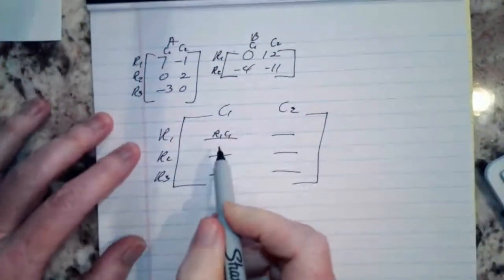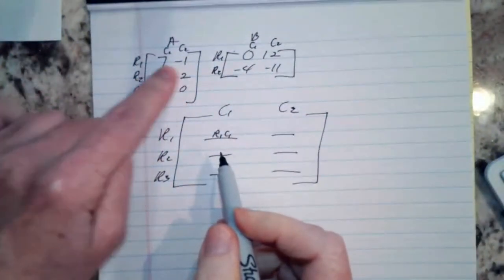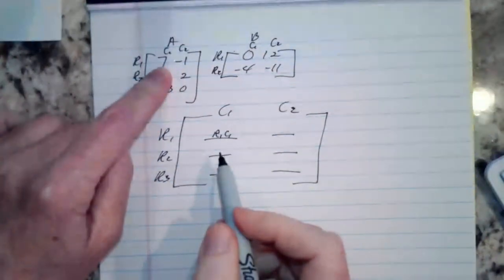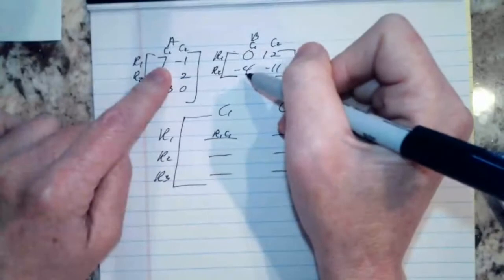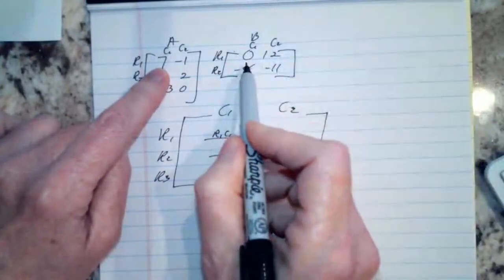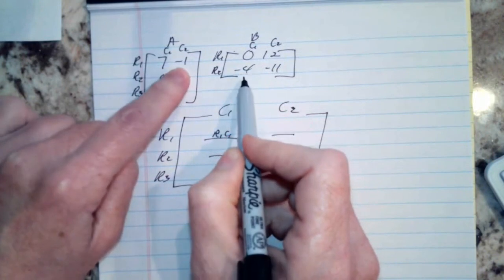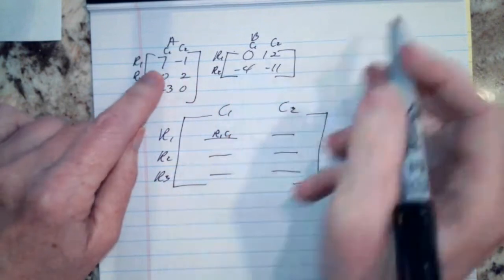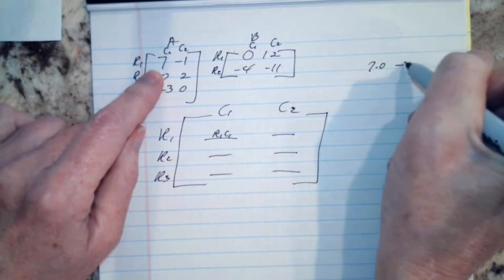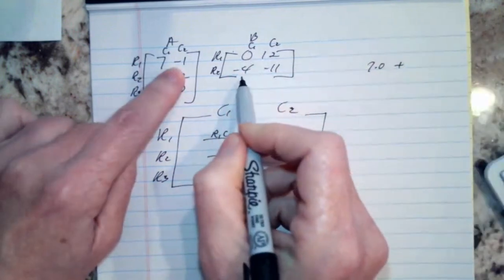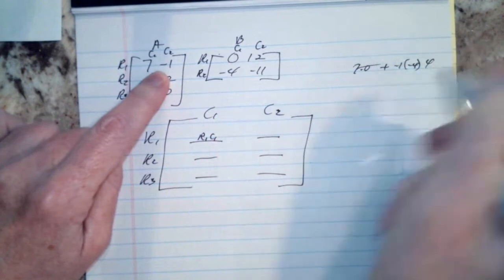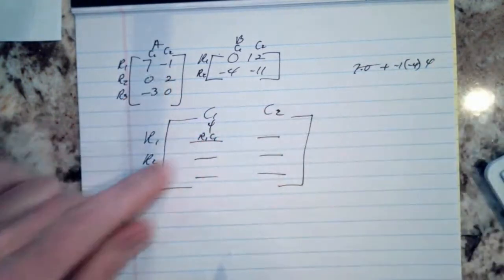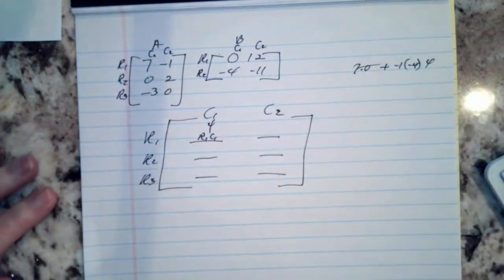Okay, so we're going after row 1 in the first matrix times column 1 in the second matrix. So we start at the row and then shift to the left and shift down. So it'll be 7 times 0 plus -1 times -4. So that'll just give us a 4. So that element right there will be a 4.